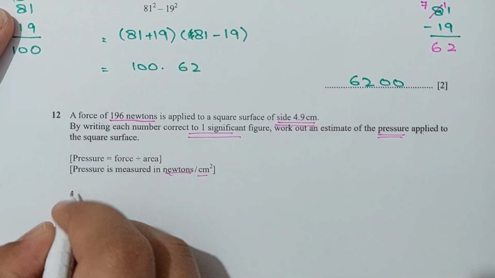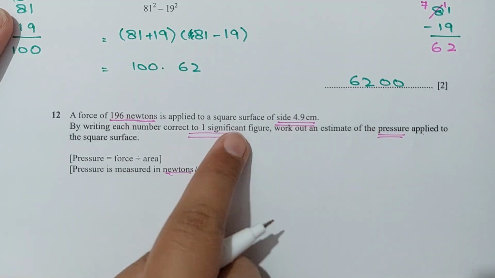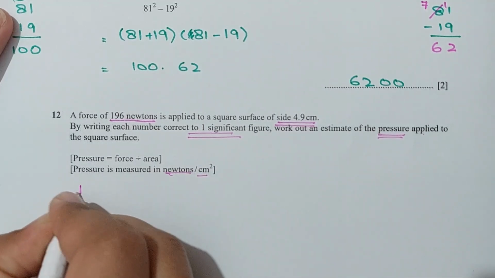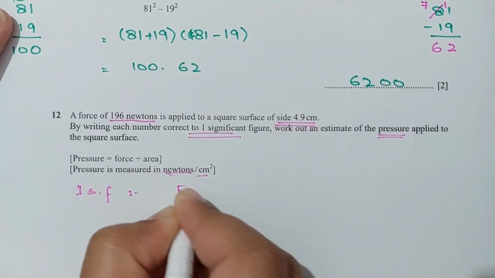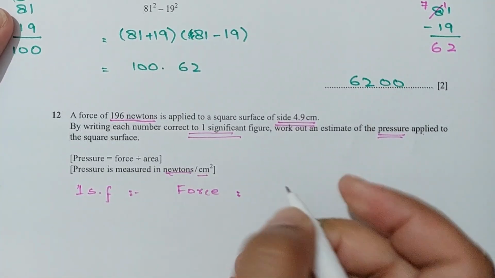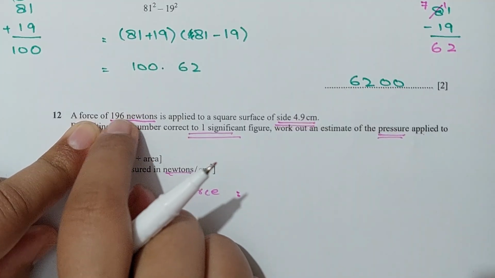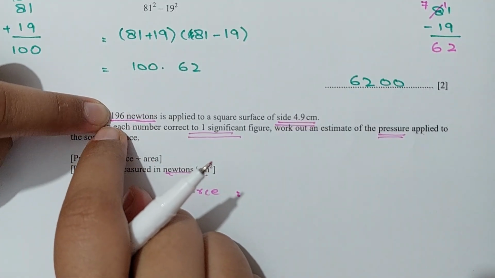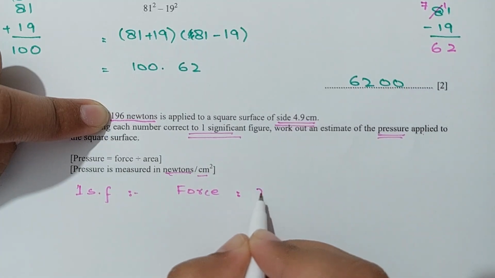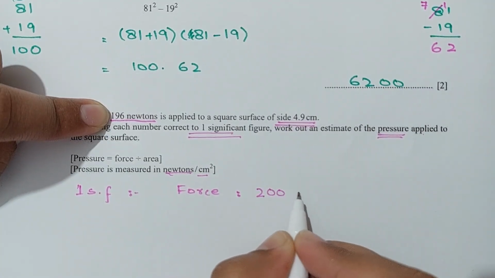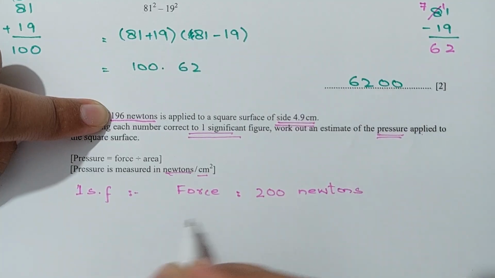So first we have to convert them into one significant figure. What is the force for one significant figure? The force is 1 and then 9. The first significant figure is just 1 and the next is 9, so we have to round up. So in 1 we add 1, it becomes 2, and the rest of the digits are replaced with zeros. So the force is 200 newtons.